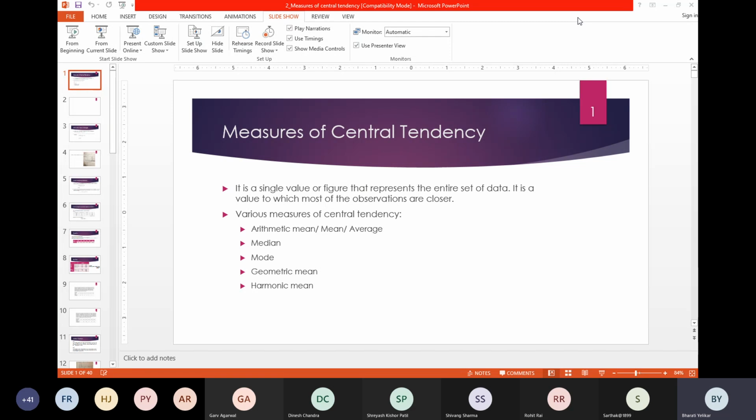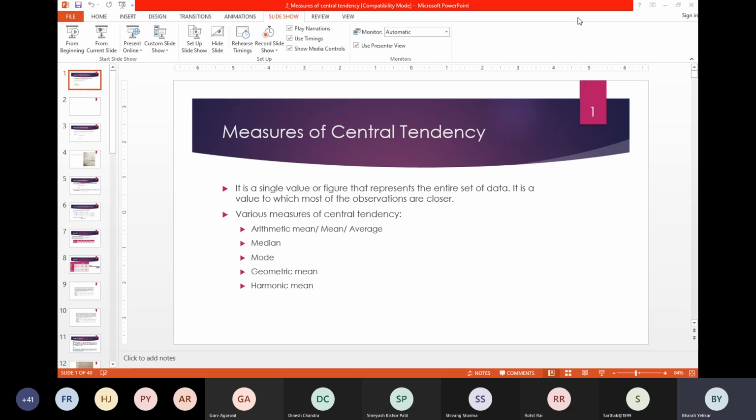Suppose I want to know the average height in the class, semester 1, or the average height of the students in a particular class. So I get the single value which is mostly observed. It is the value to which most of the observations are closer.